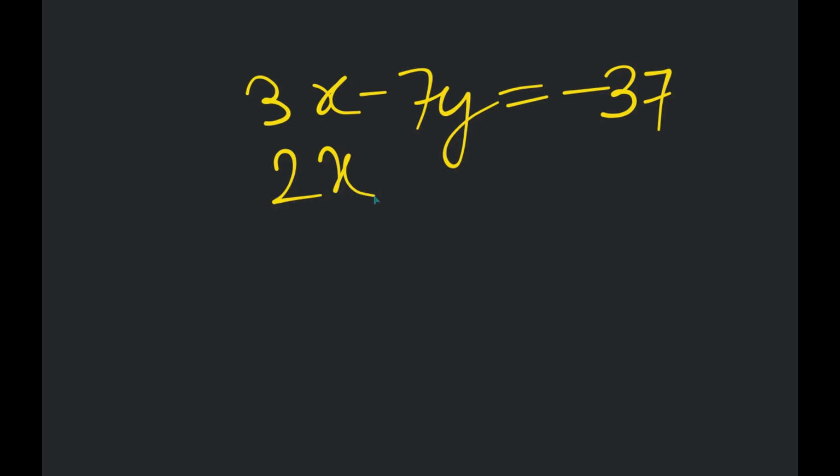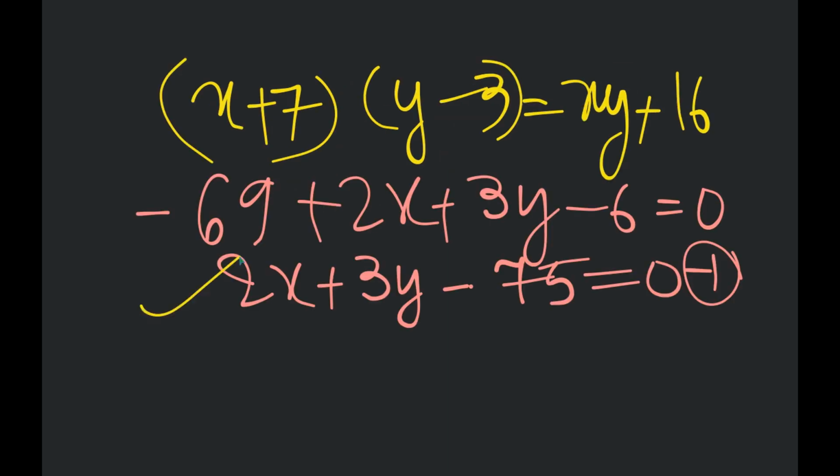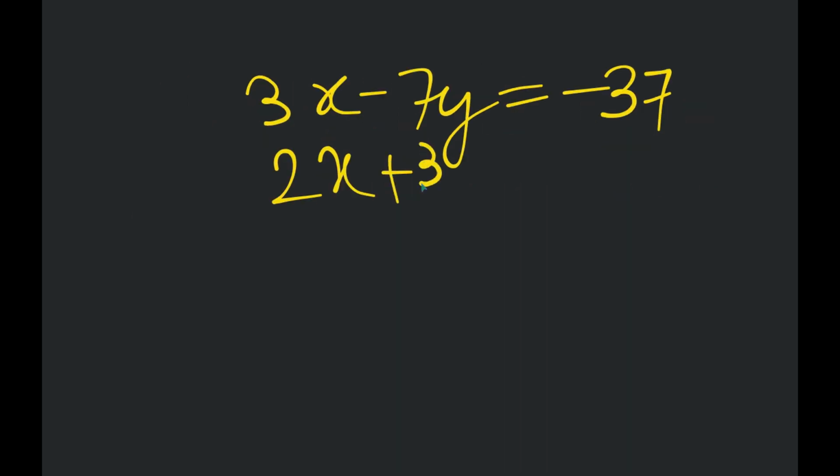Okay. So now let me put this first equation also. First equation was 2x plus 3y equal to 75. So now we can solve this equation either by substitution or elimination. For me, I basically like elimination. Okay, so we'll solve it via elimination.